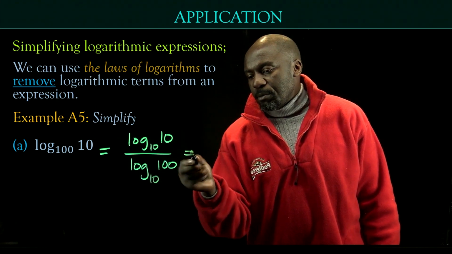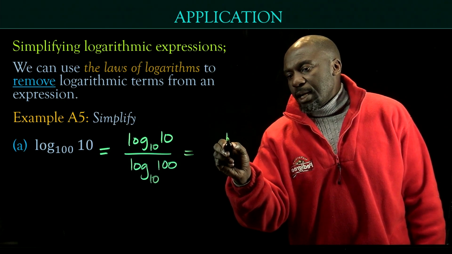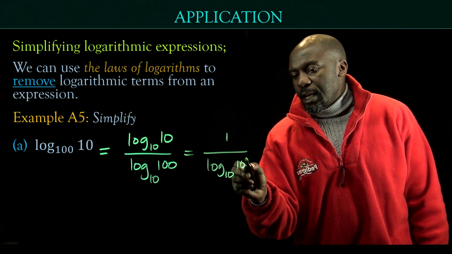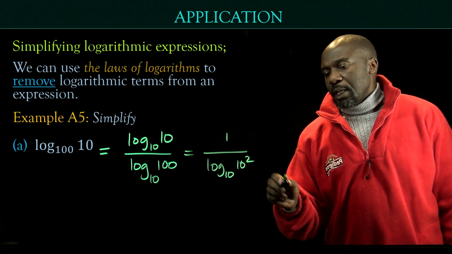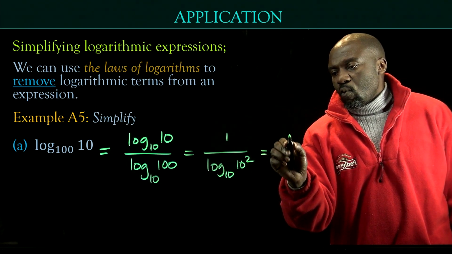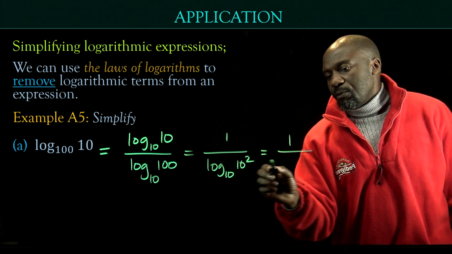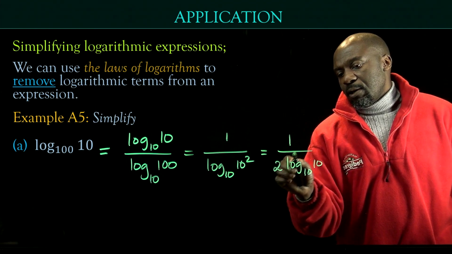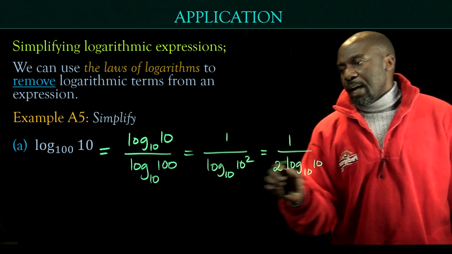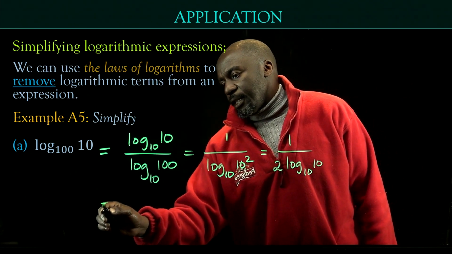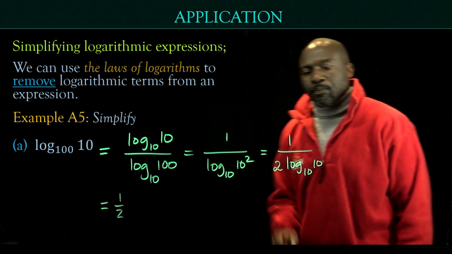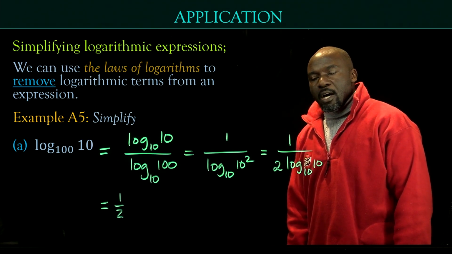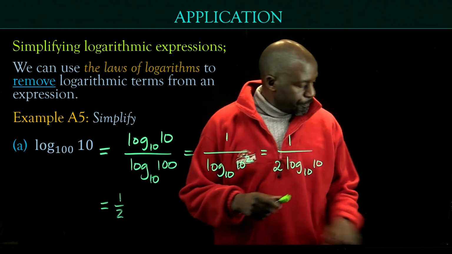Okay, so I can write this as 1 over log to base 10 of 10 squared, and using law number 3, I can write this as 1 over 2 log to base 10 of 10, and log to base 10 of 10 is 1, and so my answer is clearly just 1 over 2. Okay, so I've reduced log to base 100 of 10 as simply being a half. Okay, let's see the next one.